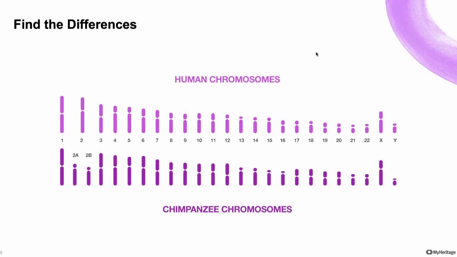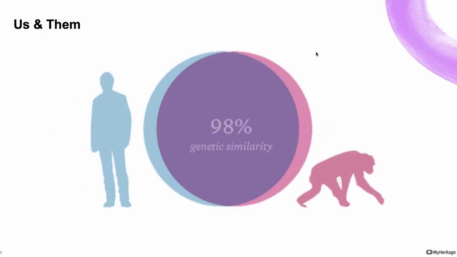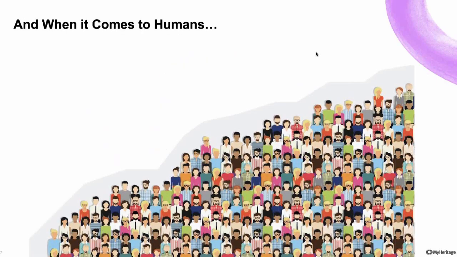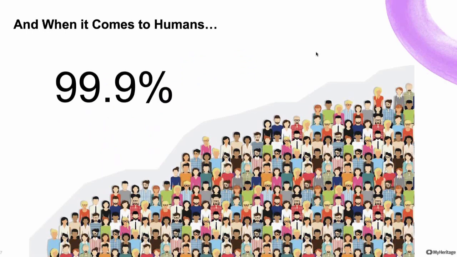So you can see that the two genomes look pretty much the same. We share a lot with the chimpanzees. Actually, 98% of our DNA looks similar to that of a chimpanzee. But we're not testing chimpanzees, not yet, maybe in the future. In the meantime, we're mostly focusing on testing human beings. And when we're testing human beings, the similarity is actually 99.9%.